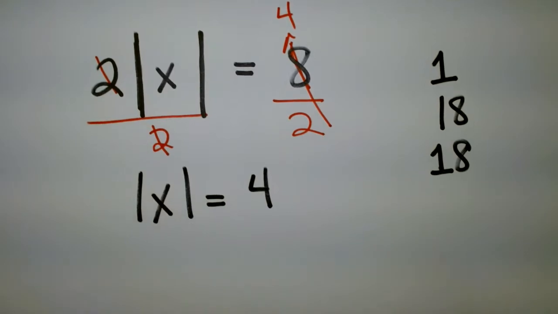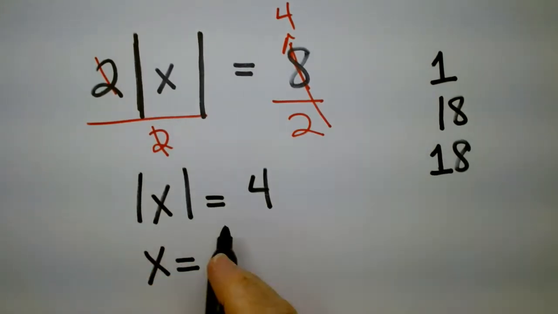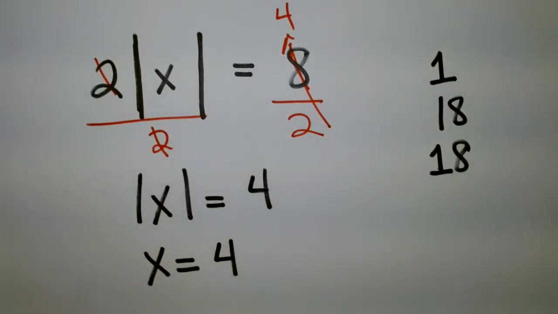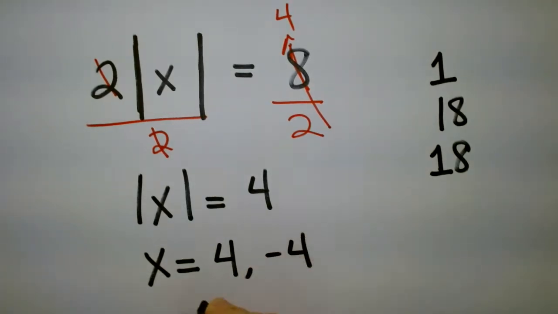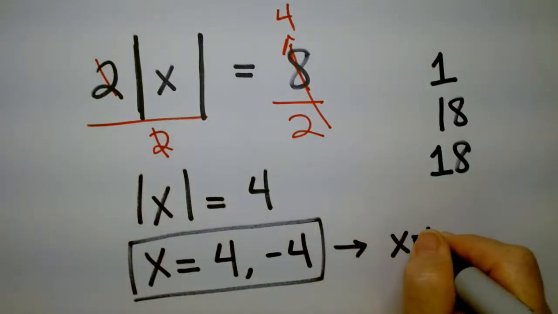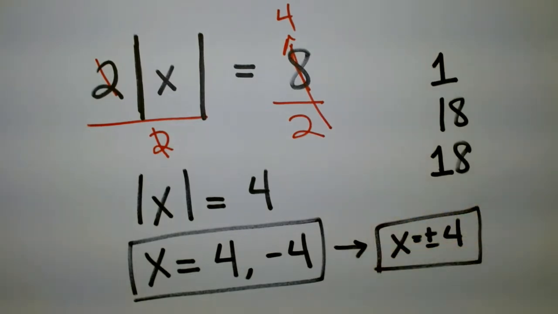So you tell me, what are the values of x? What does x have to be to make this statement true? Yeah, positive 4, and what else? That's right, negative 4. If you want, you can also write it like this. x is equal to plus or minus 4. That means the same thing.